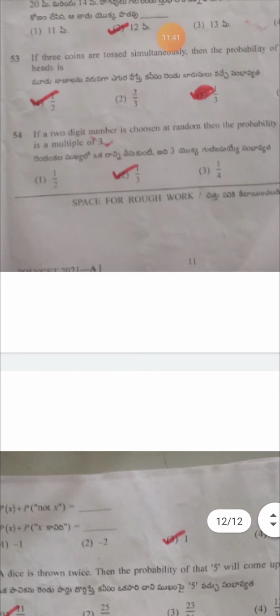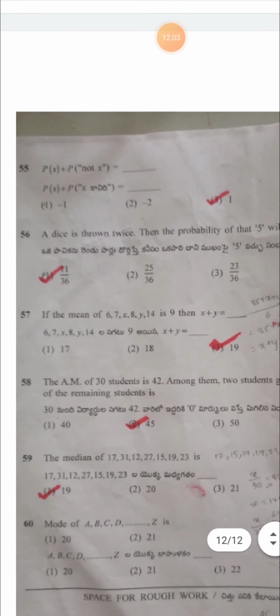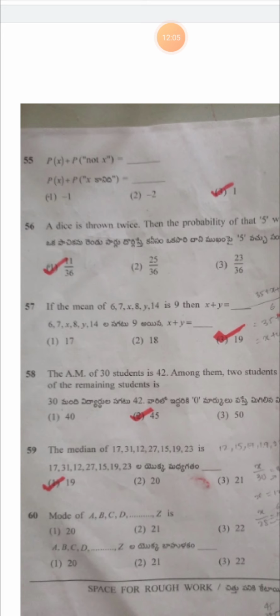54, if a 2 digit number is chosen at random, then the probability that the number chosen is a multiple of 3 is 1 by 3. Next question. 55, direct question, the answer is E1. A dice is thrown twice, then the probability that 5 will come up at least once is 11 by 36. 11 times 5 will come. So with 5 5, 5 1, 5 2, 5 3 like that you can draw. So total 11 will come, and in the denominator 36 will come.